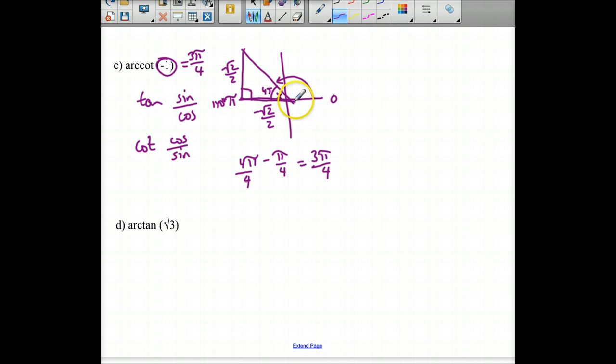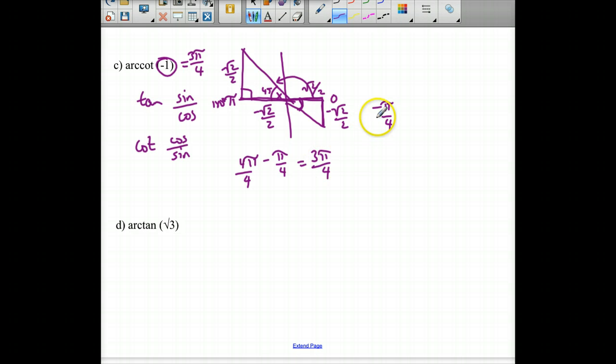Or would it be this one down here? Let's think about that, because this would be a positive square root of 2 over 2, and this would be a negative square root of 2 over 2. That would also give us a -1, and that angle would be negative pi over 4.